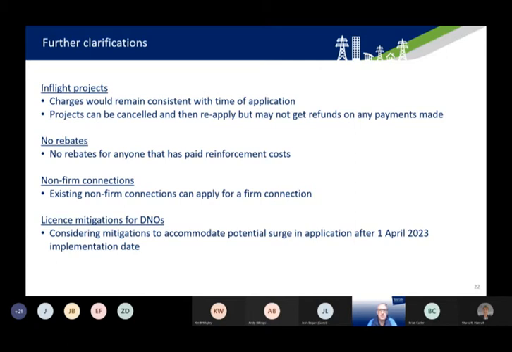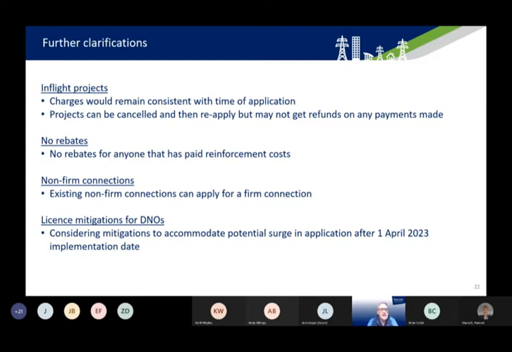The second point was that they've clarified there'll be no rebates for anybody who's previously paid for reinforcement. That was something people had asked as part of the consultation, but they've confirmed that it's not their intention to give any money back to anybody who previously has paid for reinforcement.